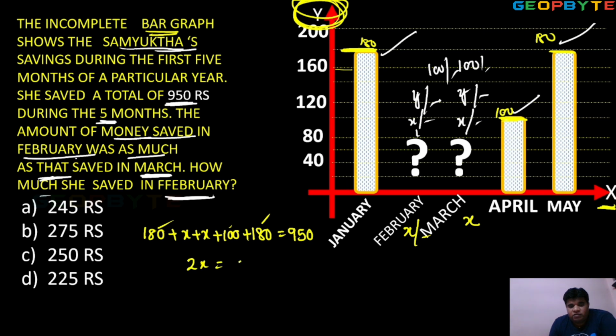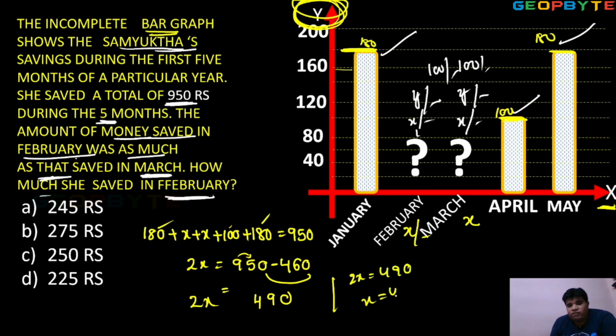So 2x is equal to 950 minus 460. 0 minus 0 is 0. 5 minus 6 is impossible, so borrow from here: 15 minus 6 is 9. This is 8, and 8 minus 4 is 4. So 2x is equal to 490, so x is equal to 490 by 2. 2 ones are 2, 2 twos are 4, 2 fives are 10. 245 is the answer. So where is the option? Option A is the answer.